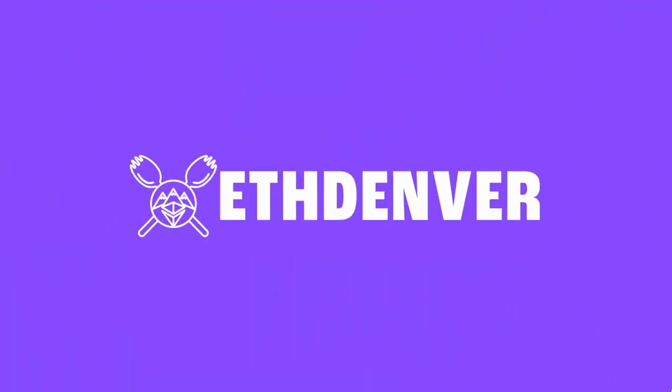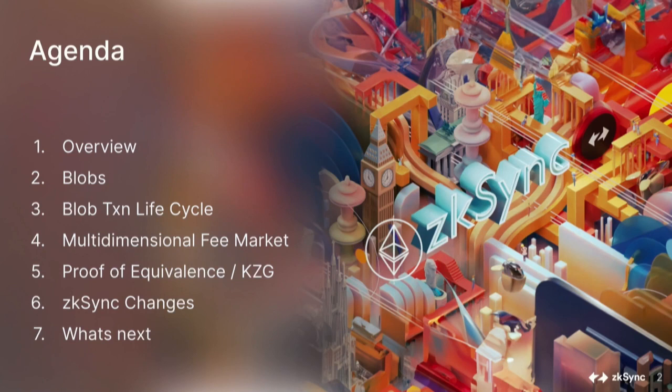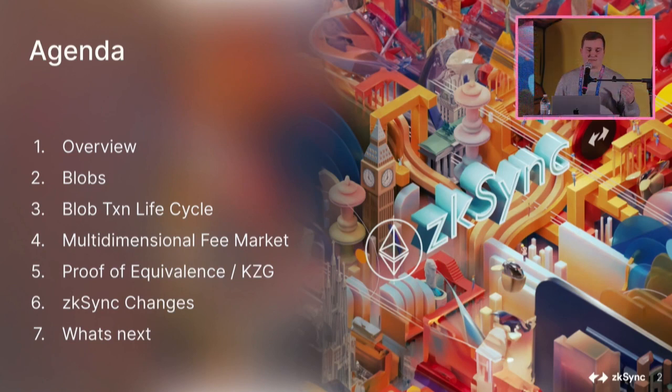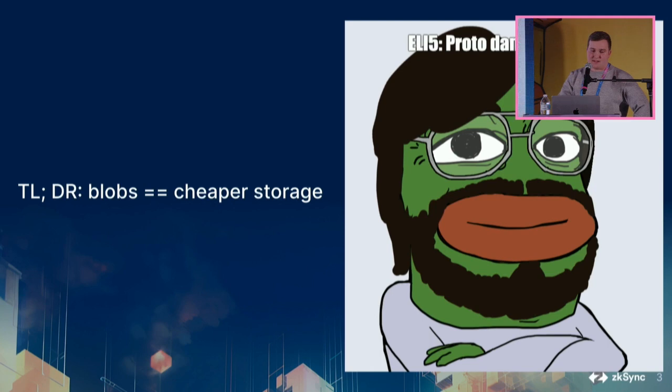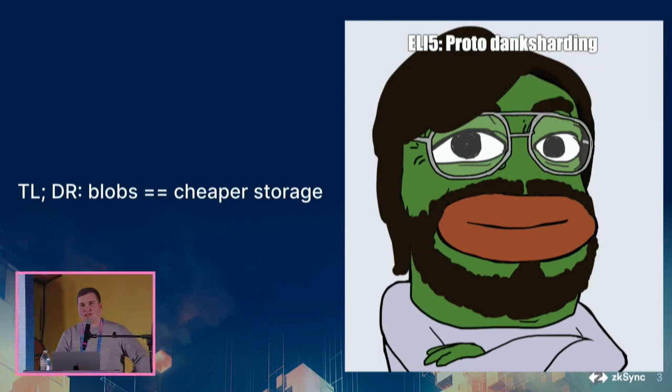So yeah, basically we're going to go through an overview of what 4844 is, what blobs are, how the blob transaction lifecycle differs from the normal transaction lifecycle, the introduction of the new fee market, what changes we had to make to ZK Sync, and then what is going to follow. So the TLDR is blobs are cheaper storage on Ethereum.